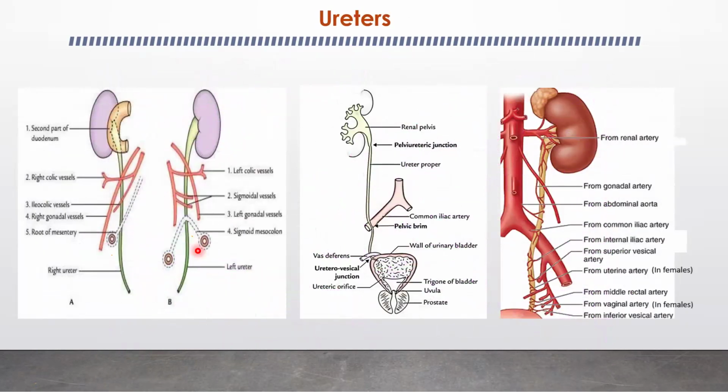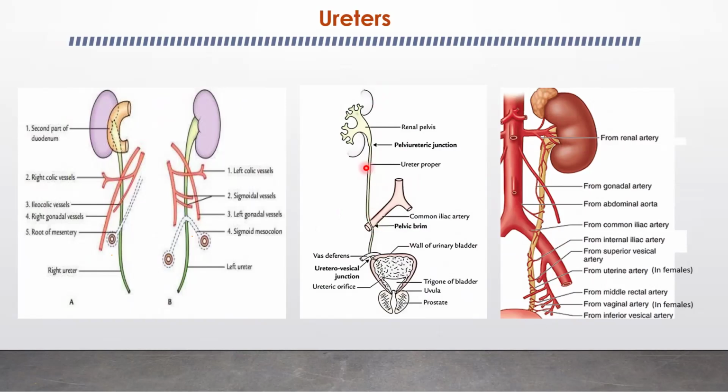Okay, so we go to the ureters. You're supposed to know the blood supply of the ureters. This is it, the blood supply of the ureters, starting from the renal arteries, gonadal arteries, abdominal aorta, common iliac, internal iliac, vaginal arteries, and the middle rectal. So all those branches that supply the ureters, you're supposed to know them.